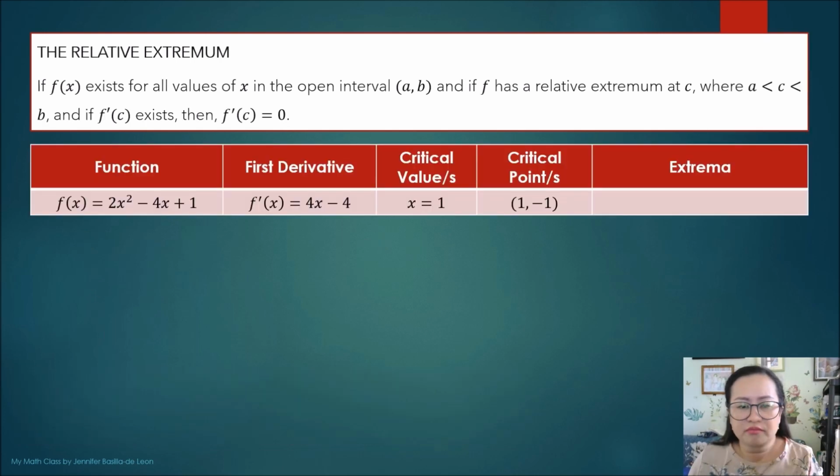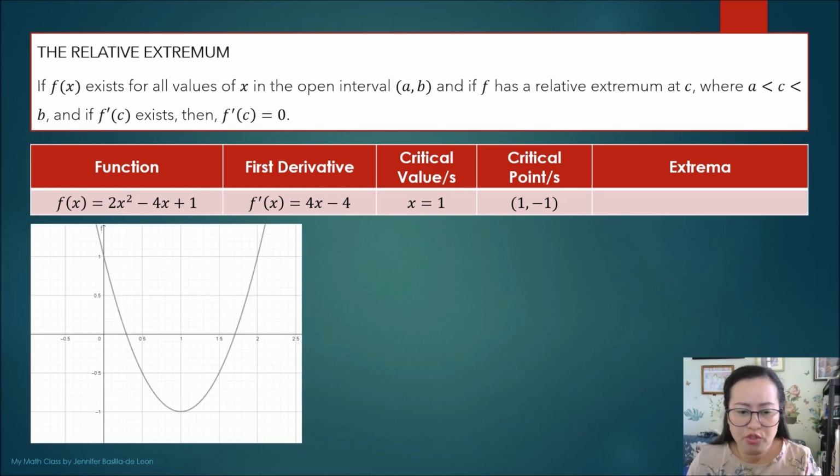The question is, is this point a relative minimum point or a relative maximum point? Now, by looking at the graph, we would be able to see whether it's a relative minimum or a relative maximum point. Let's locate (1, negative 1). Okay, here is (1, negative 1). And since it's the lowest point within the interval, then we can say that it's the relative minimum.